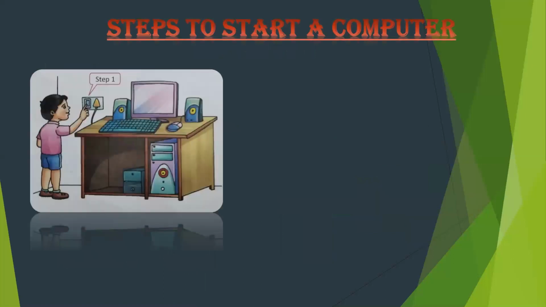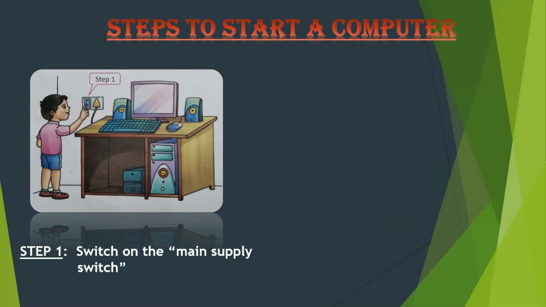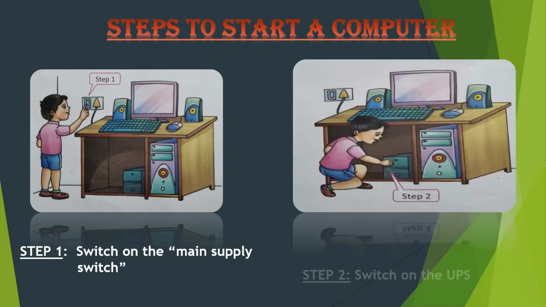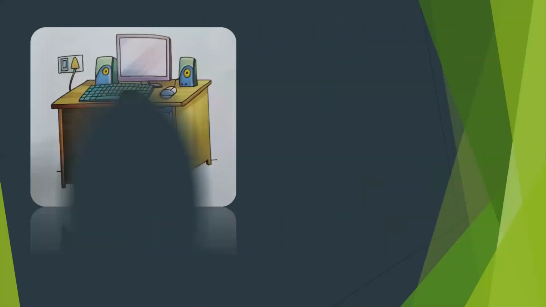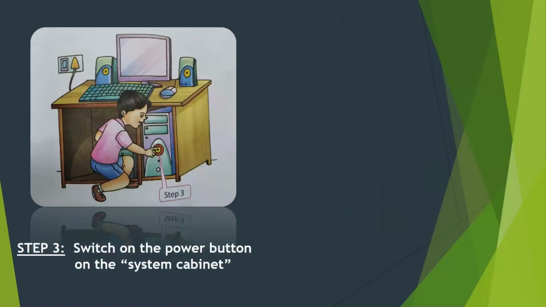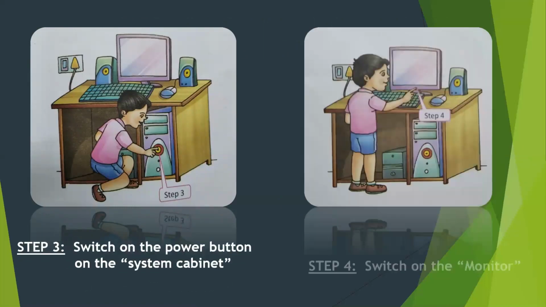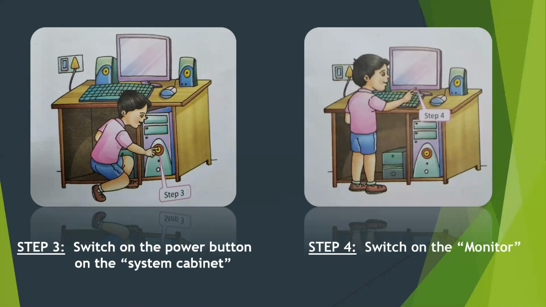Now, let us learn how to start a computer. In order to start a computer, we have to follow the following steps. The first step is switch on the main power as shown in the picture. Now, the second step is switch on the UPS. Now, the third step is switch on the power button on the CPU. Next step is switch on the monitor. So the process of switching on the computer is called as booting.